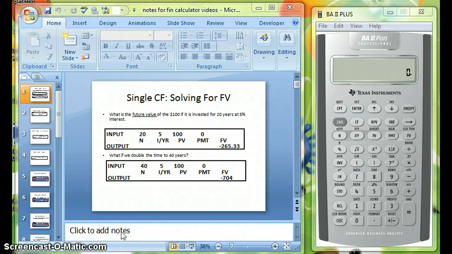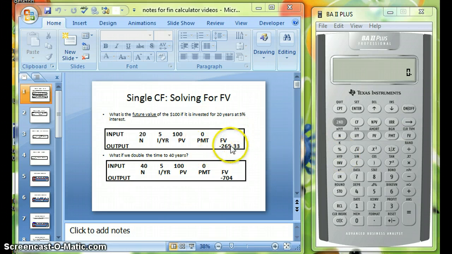In the last video file, I showed you how to reset the calculator. In this file, I'll just demonstrate how to use your BA2 Plus to perform some basic calculations in time value of money. Let's start with the first slide here.